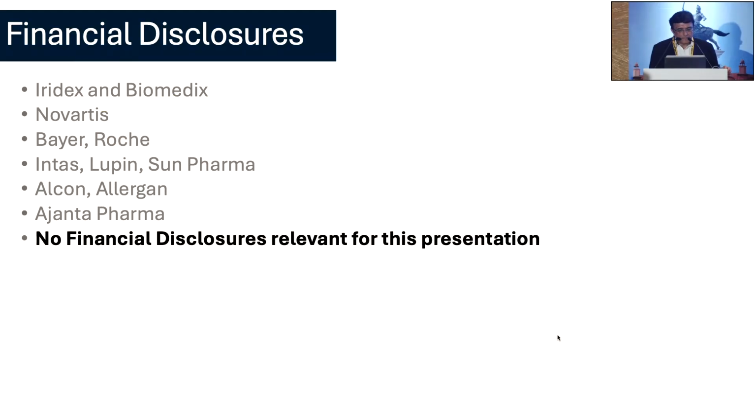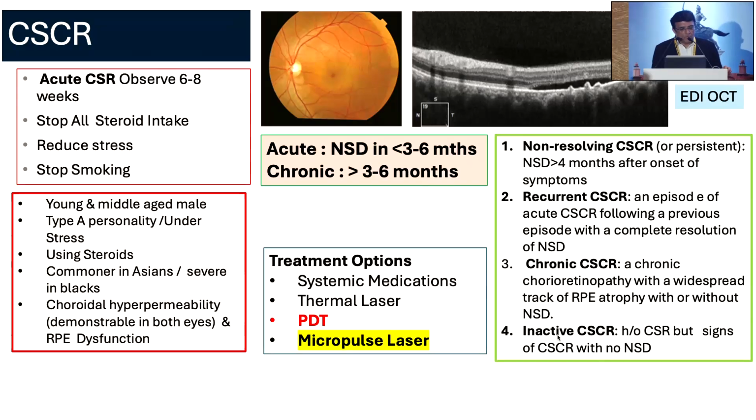These are the financial disclosures, and I think all of you know that acute CSR, we must observe patiently for about 6 to 8 weeks. We don't want to intervene. We definitely want to make sure that steroids are removed from the usage by the patient, reduce stress, and stop smoking.